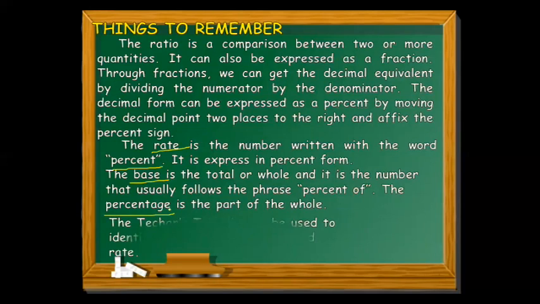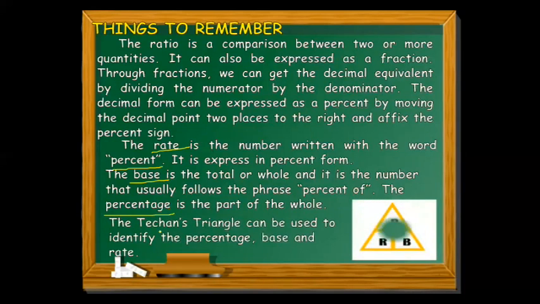And then, always remember the formula. The triangle can be used to identify the percentage, rate, and base. P is over R times base. So just remember this. When the percentage is missing, it is rate times base. When the base is missing, it is percentage divided by rate. When the rate is missing, it is percentage divided by the base. So to get the rate, it is a circular thing. Just remember this formula and you will not get confused or lost.